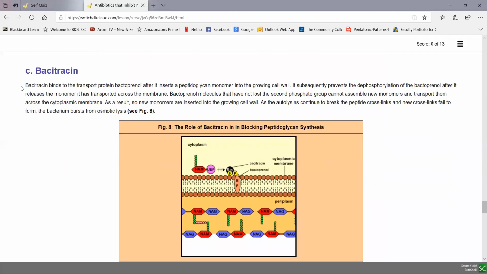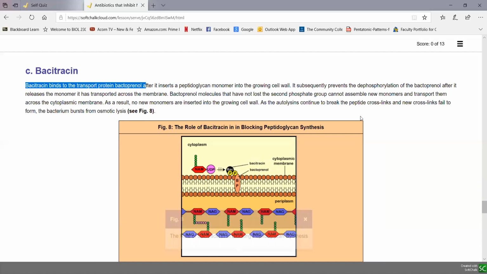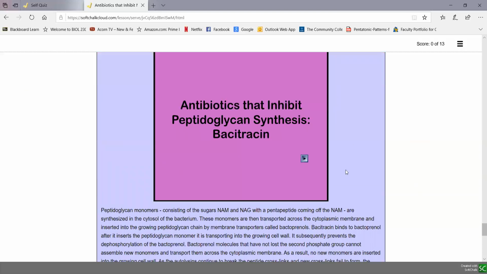And then bacitracin, often found in the triple antibiotic creams you can buy over the counter, binds to the transport protein bactoprenol. And when it binds to the bactoprenol, that prevents it from assembling the peptidoglycan monomers. So in this case, there are no peptidoglycan monomers assembled onto the bactoprenol to be transported across the wall and incorporated into the growing peptidoglycan. And we see that in this animation.